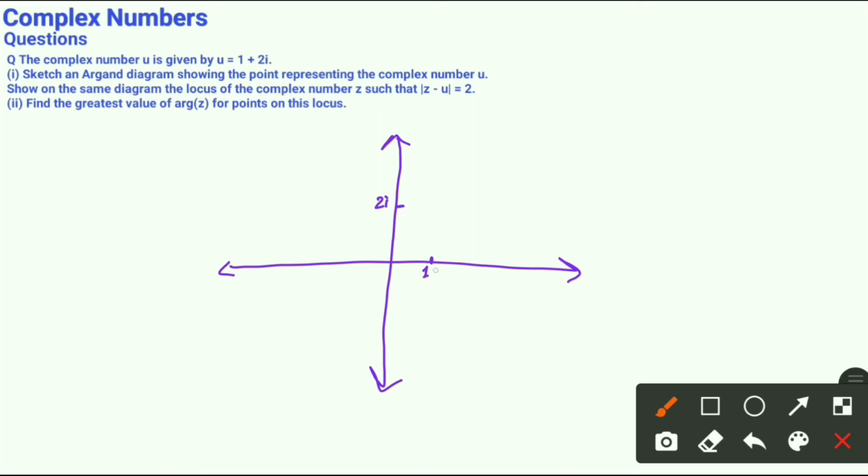And 1 and 2i, we got this, and 2 is the radius, so it's going to be like this. Okay, so this is 1 plus 2i. This is the coordinate of the center. 2 is the radius, and now it's saying find the greatest value of arg z for points on this locus, which means what is the greatest angle from here to here?